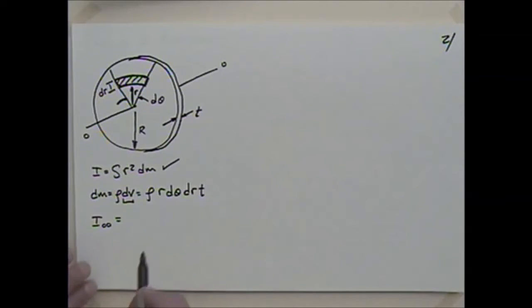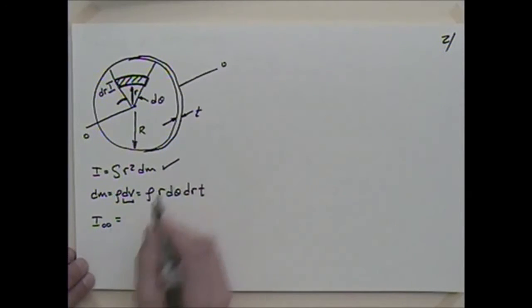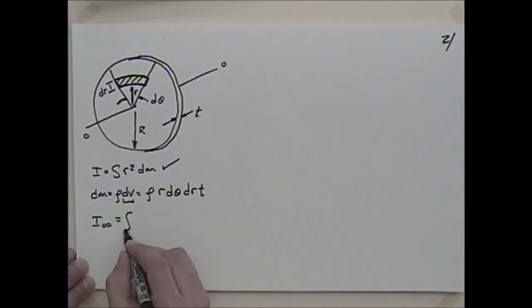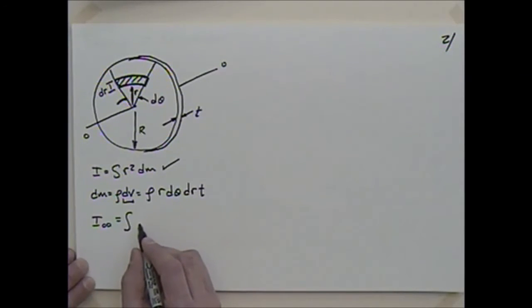So if I put those into the equation, I could say that I about the axis OO is equal to the integral from, let's see, we're going to be integrating for theta, right?